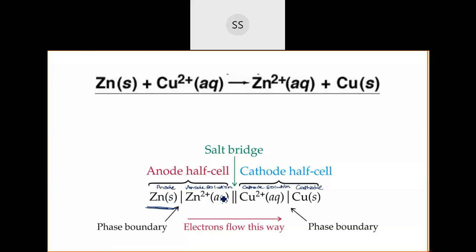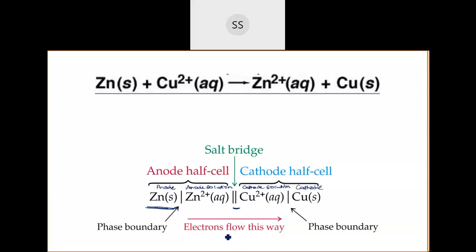When you are writing anode half cell, I'll repeat once again, first you have to write the anode part first, mention in which state of matter they are, then you will write the anode solution, okay, the ion form, and see what are the charges they are carrying, the valency of it. Okay, and then write they are, since they are in the solution, you will write aqueous. Okay, then after that we have salt bridge, this double bar you can see, that is for salt bridge. Then you go for cathode solution, and then you will write the cathode part of it.